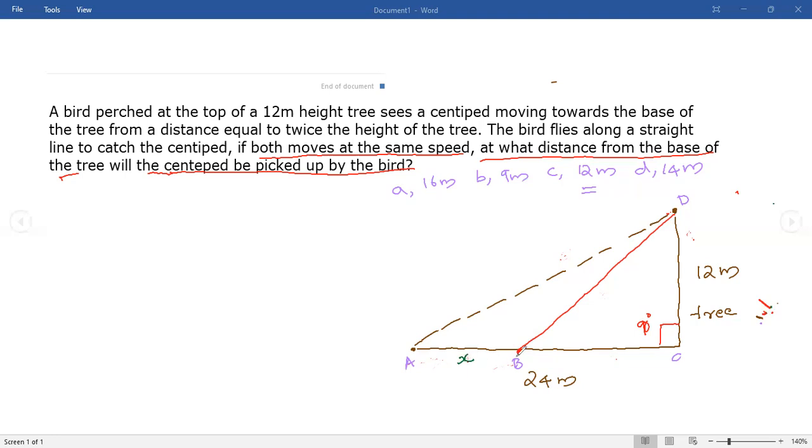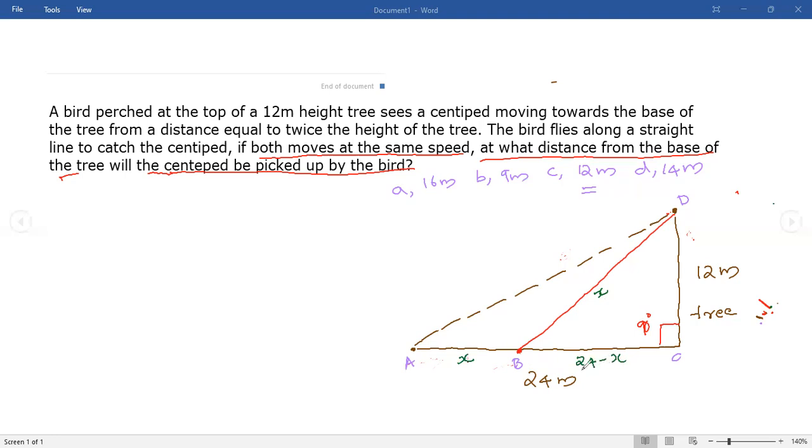A to B is X, and B to D will also be X. So now look. If A to B is X, then we have to find out BC, right? BC will be 24 minus X, and this is 12, and this is X.